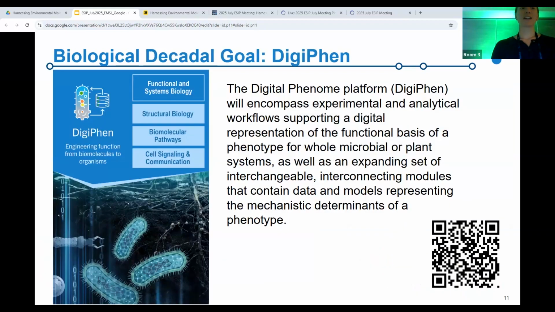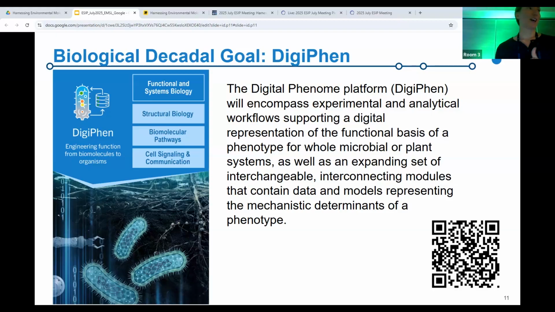The corresponding decadal goal is called DigiFEN, which is the Digital Phenome platform, and that is where users will generate a variety of different data types and use those data. And so it's using a lot of the techniques on the past slide to parameterize computational simulation and modeling tools to predict the behavior or phenotypes of biological systems of interest. I know that sounds really broad. Everything that we do is related to our sponsor, and so there are some specific species that are of interest to BER, and this is a decadal goal that's getting up and running in the near future.